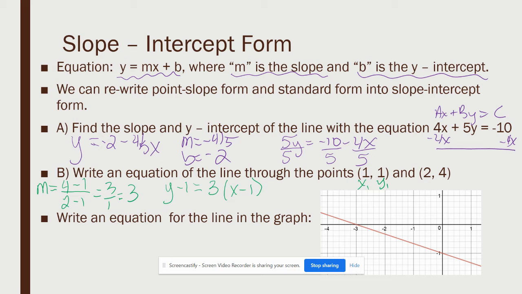For slope-intercept form, we'll start distributing the 3. 3 times x is 3x, and 3 times negative 1 is negative 3. We would finish by adding the 1 over to its like term. So our slope-intercept form would be y = 3x minus 2. Our slope is 3, and our y-intercept is negative 2.